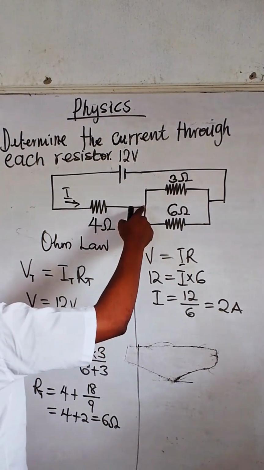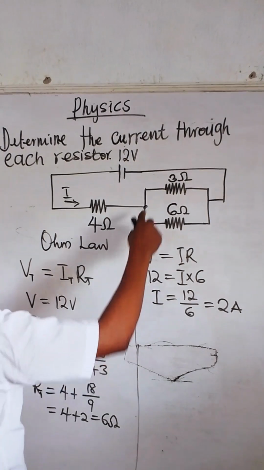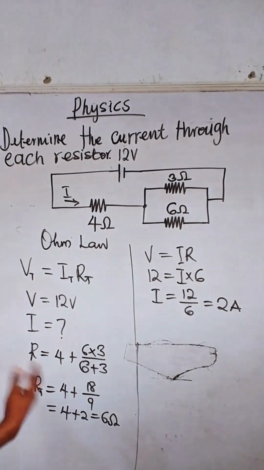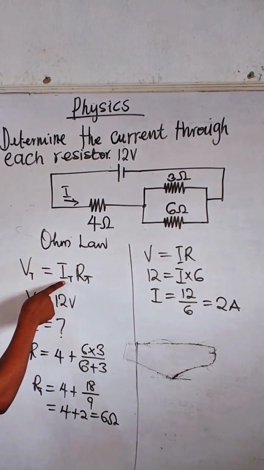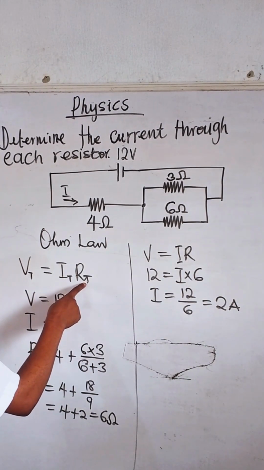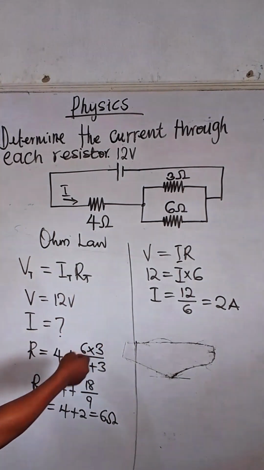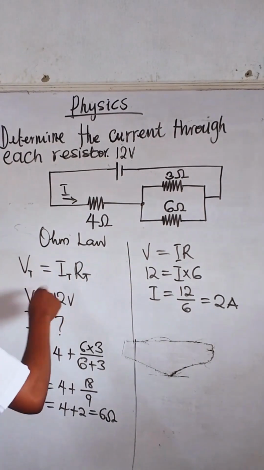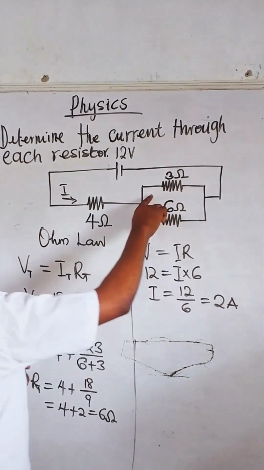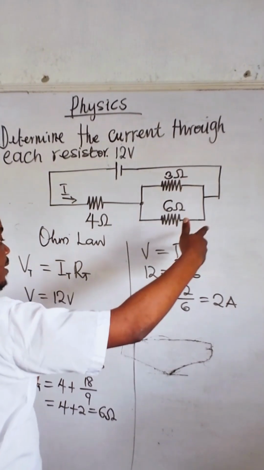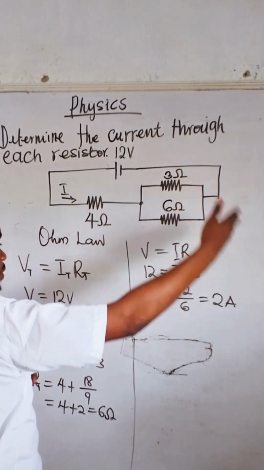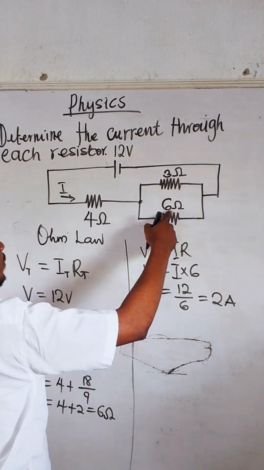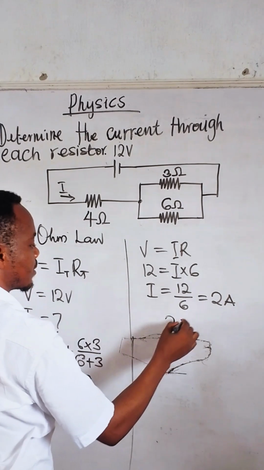Then the same current will come to this point and split into two. One will enter here and the other will enter here. I want us to apply a certain principle. You see, the relationship between current and resistance is inverse proportion, meaning that the smaller the resistance, the higher the current, while the higher the resistance, the smaller the current. So the ratio of current that will enter 3 and that of 6 is 2:1.